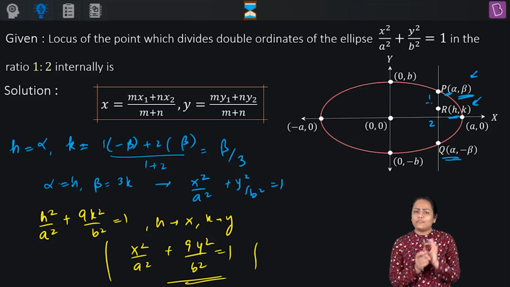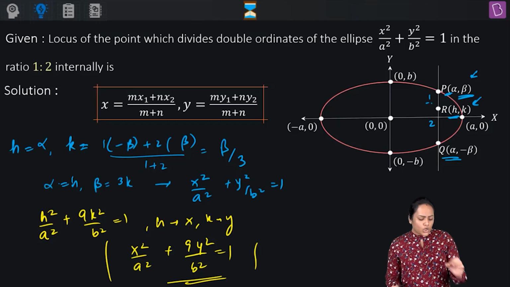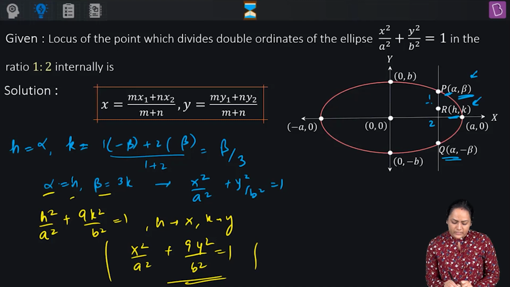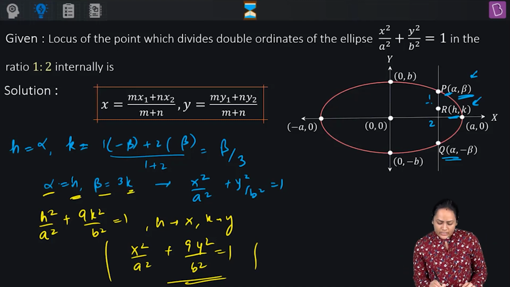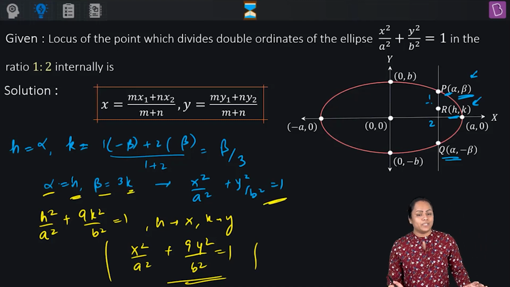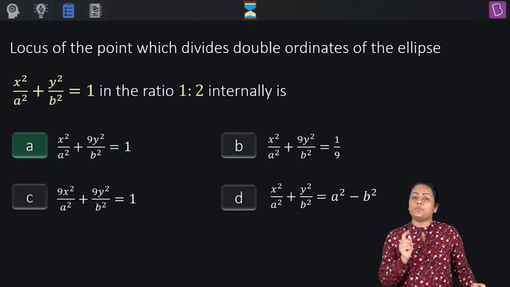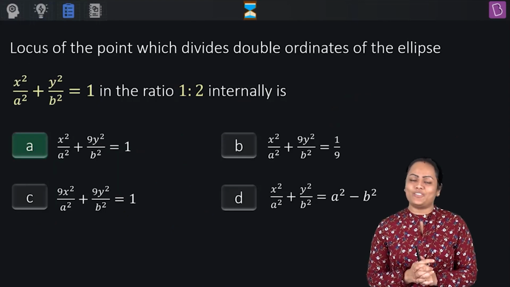Have you understood? We have just applied the section formula, got my points alpha and beta in terms of h and k, and substituted in the standard equation of the ellipse. And if we see the options, we can say that A is going to be the right answer.